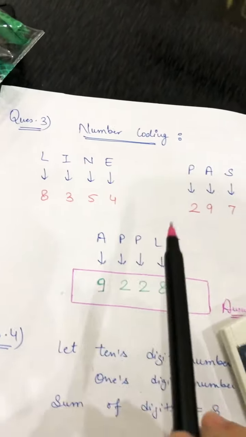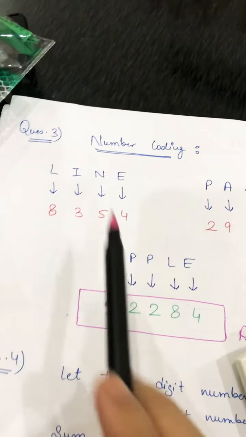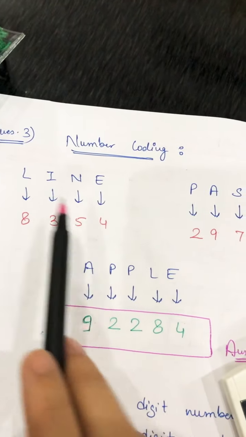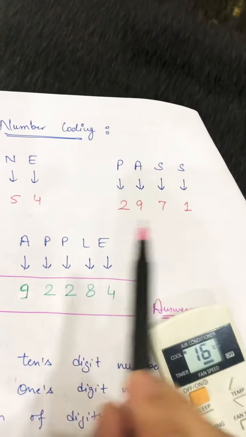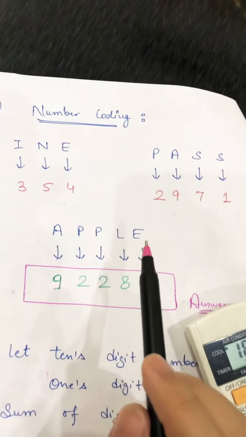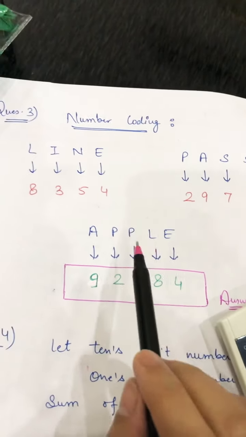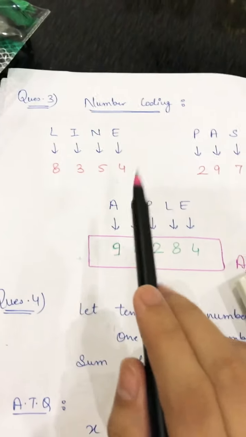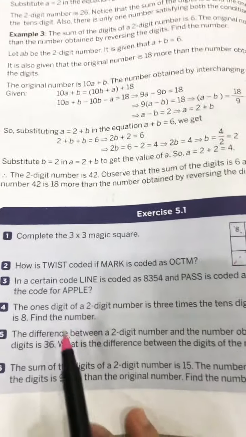So in this way number coding is very simple. Whatever numbers they have assigned to the particular alphabets, that same number you have to assign in the word which is given to you. So this is number coding, and the previous question was based upon letter coding. Now let's move to question number 4.